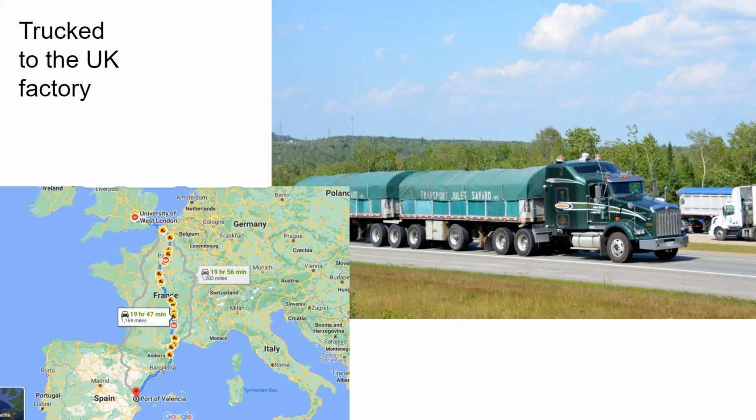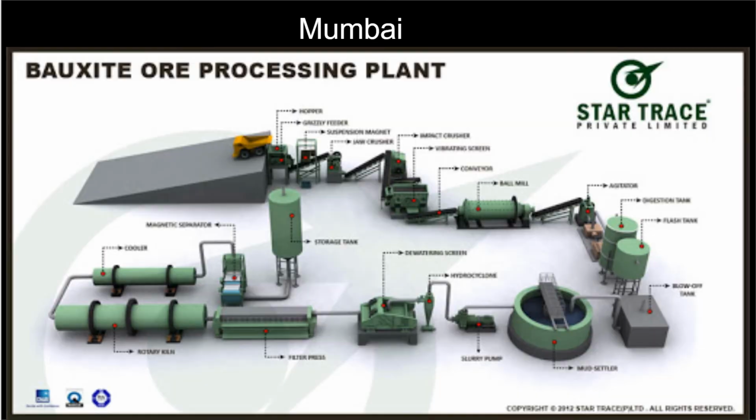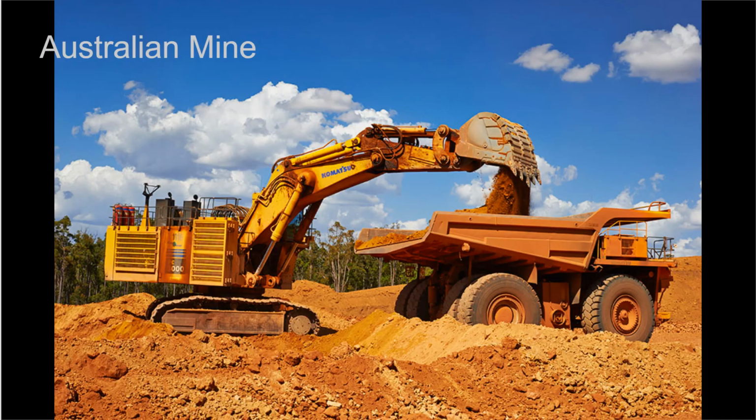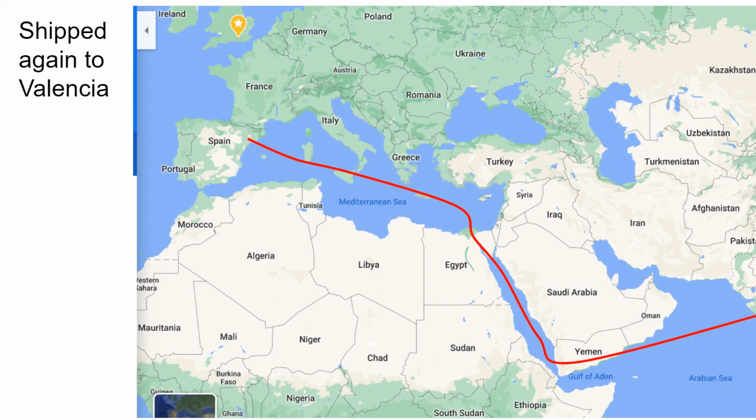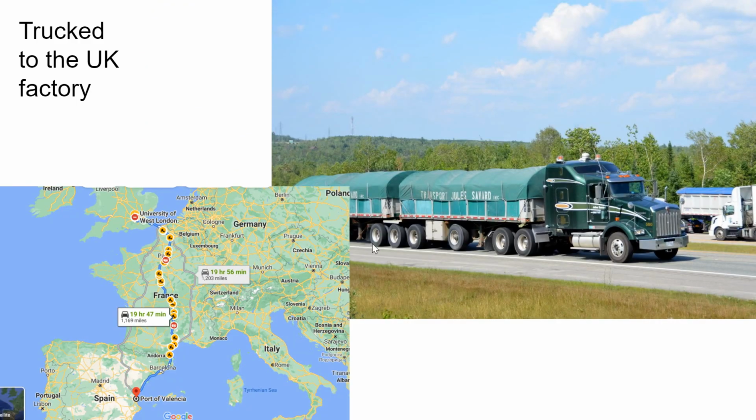So that's a really good, simple process that shows you the amount of miles just simply the raw material of aluminium has to travel before it can get to the factory to even begin to make the bicycle.